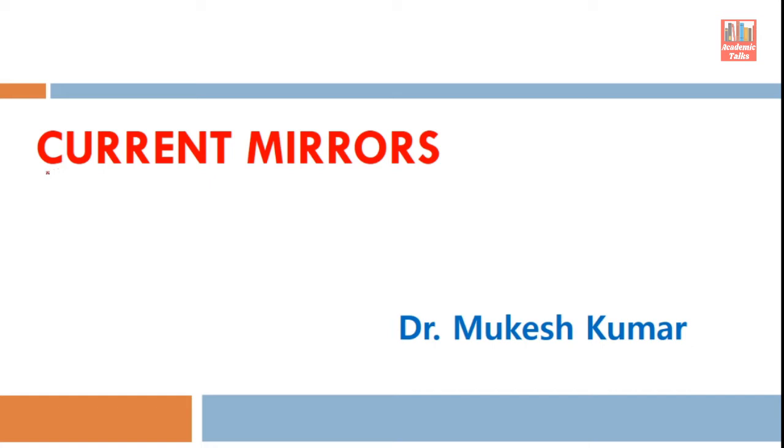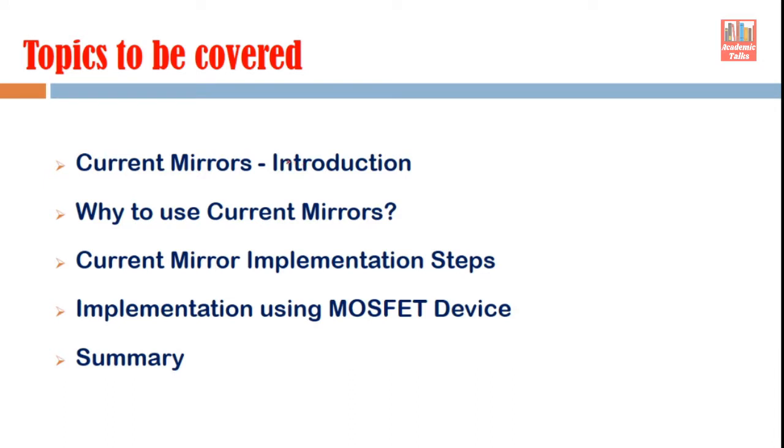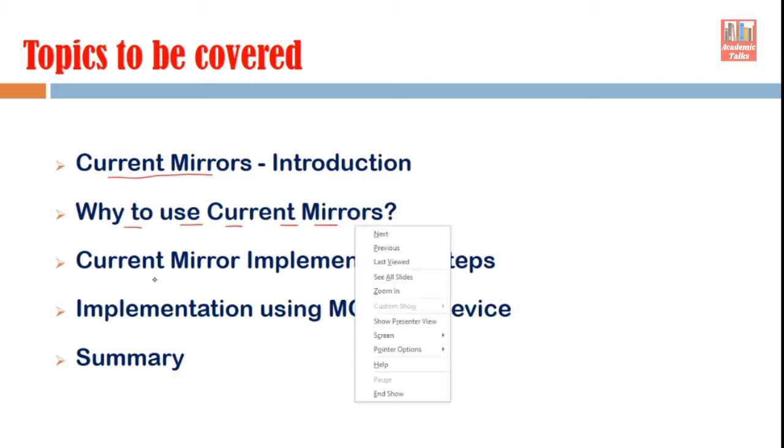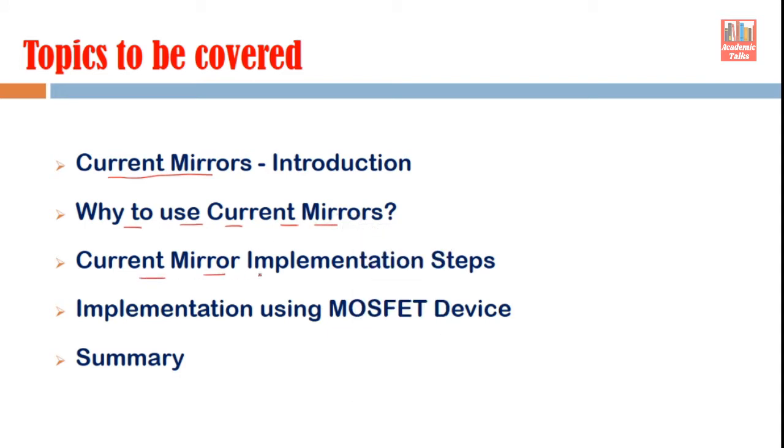The title of today's lecture is current mirrors. What we are going to cover in today's lecture is listed here. First, I will explain what current mirrors are. After that, I will tell you why we need these kinds of current mirrors. And then we will discuss how to implement a current mirror, and finally we are going to discuss in a little more detail the implementation of a current mirror with the help of a MOSFET device, and finally the summary.